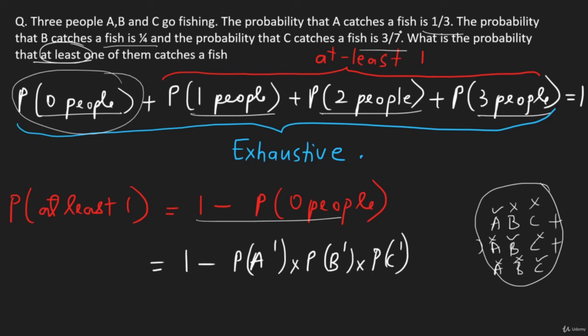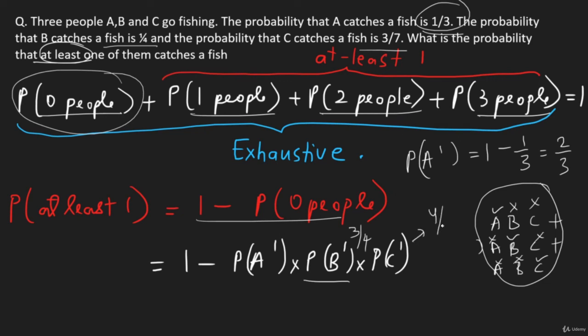We know that the probability for A to catch a fish is 1 by 3. Therefore, the probability for A to not catch a fish is the complement of A, which is 1 minus 1 by 3, right? So P of A dash will be 1 minus 1 by 3, which is equal to 2 by 3. Similarly, P of B dash will be 1 minus 1 by 4, which is equal to 3 by 4. And P of C dash will be 1 minus 3 by 7, which is equal to 4 by 7.